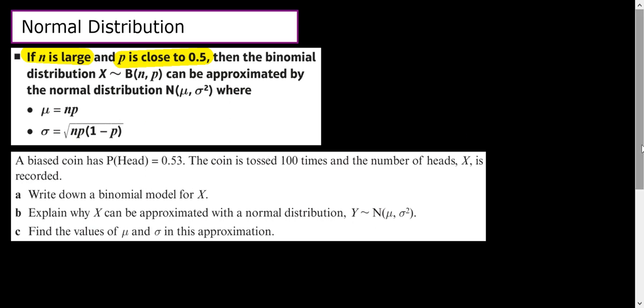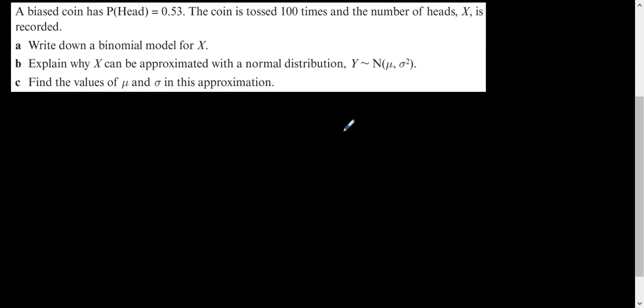So let's see how this works in real life. We have a biased coin with a probability of getting a head of 0.53. The coin's tossed 100 times and the number of heads is recorded. So we can see that we've got two things going on here that satisfy the conditions to approximate. We've got a large number of trials, 100 trials, and we've got a probability close to 0.5. So the binomial model for X is as follows. X is distributed with a binomial distribution, where the number of trials is 100 and the probability of success is 0.53.